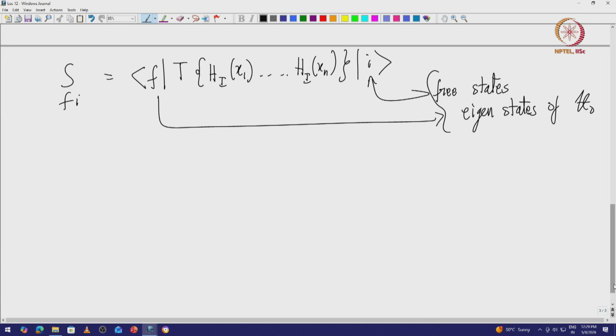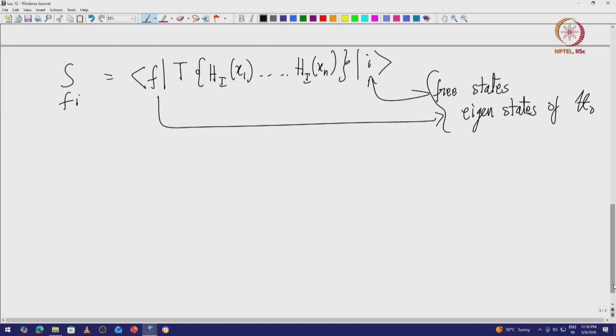So now, what would be easier essentially, since H_I contains both creation and annihilation operators, is if we can move all the annihilation operators to the right. Then they will start annihilating all the initial states essentially. That's the basic idea.